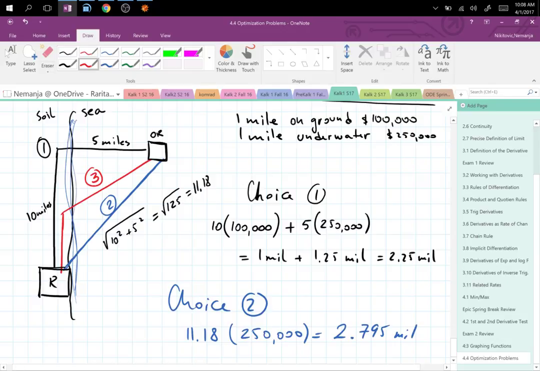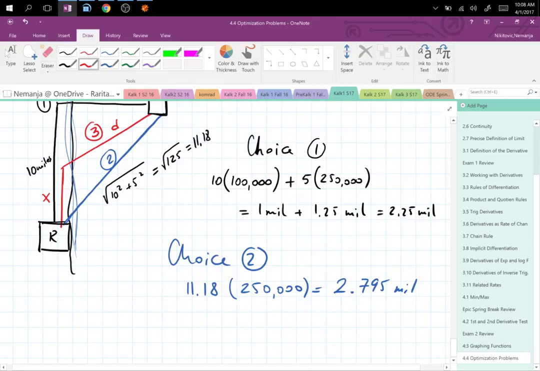Now clearly over here I have this distance x, which I don't know, how far I have to go in terms of the ground pipe. And I also have the red d, which is the distance underwater, which is again something I don't know. So let's see our choice 3 equation. What we are minimizing is the amount that we go on ground, which is x times 100,000. So that's 100,000x plus 250,000d for underwater, and we want that to be a minimum.